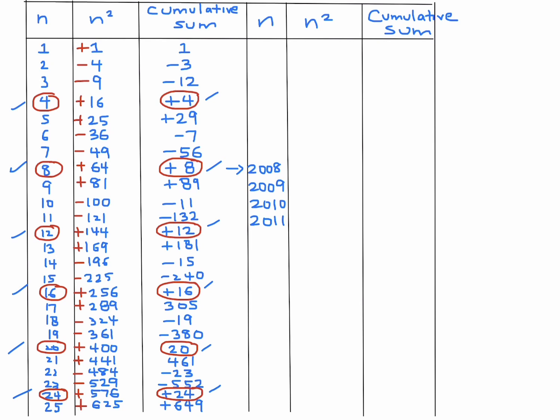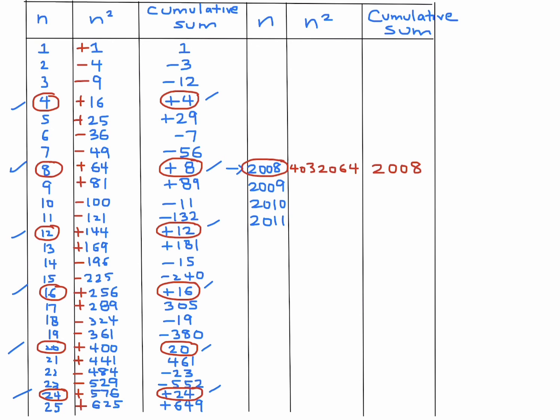That n squared, 2008 squared is 4032064. But what we are most interested in is the cumulative sum. Well, the cumulative sum for 2008 will be 2008. And that's the great thing about this question, that it matches so perfectly.